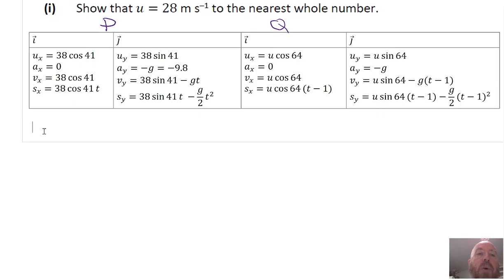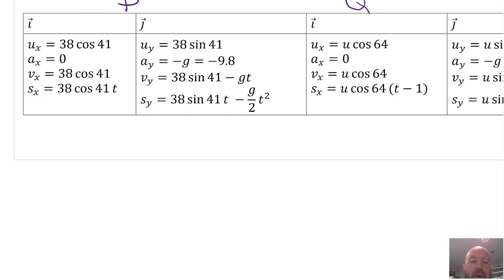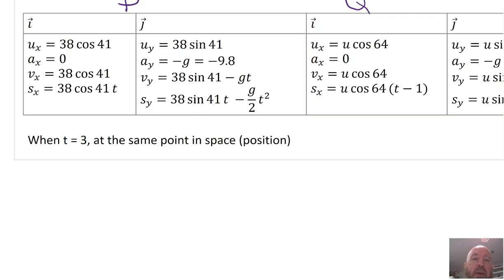Okay, so what does that mean? So they collide in midair when t equals 3. So when t equals 3, if they collide, they are at the same point in space, or same position would even be better. They're at the same point in space or position. So what does that mean? It means their heights are the same if they're colliding.